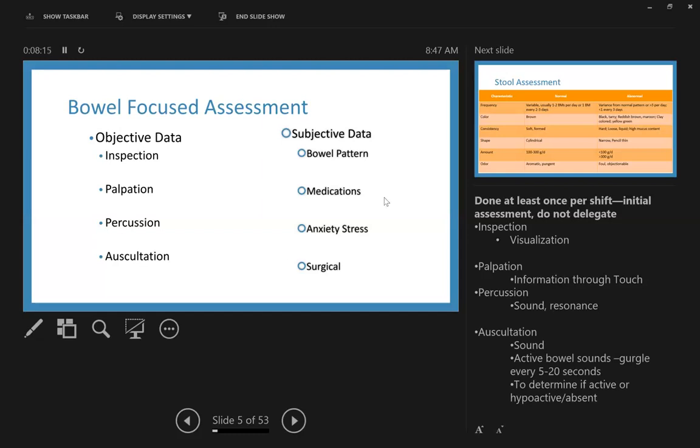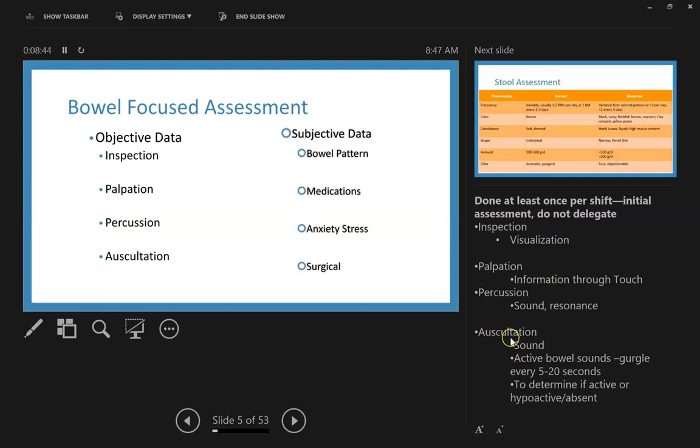And then there are things that we know will slow them down, like narcotics, or even Imodium or Lomotil, things like that. Anxiety or stress can take bowels either way. It can cause constipation or it can cause diarrhea. It's up to how a person's body responds to stress. And then surgical, we need to know their surgical history. If they've had any kind of abdominal surgery, that could lead to scar tissue that could impact bowel function. So it's important to know those.